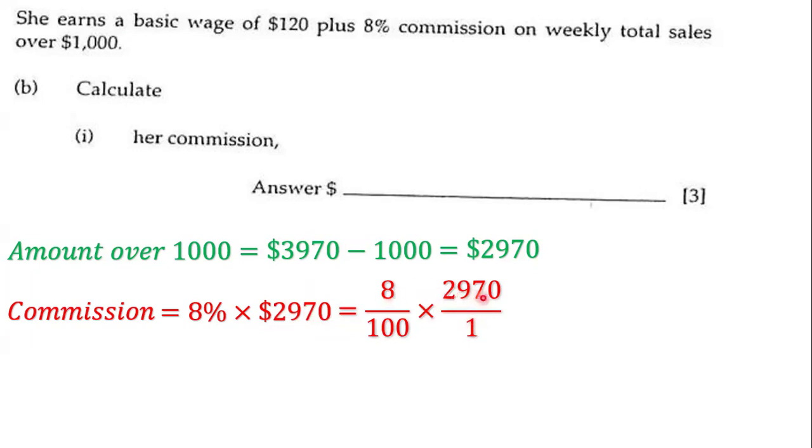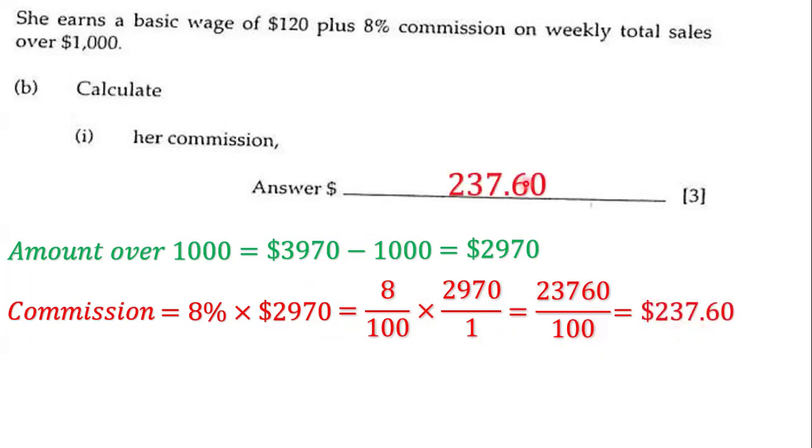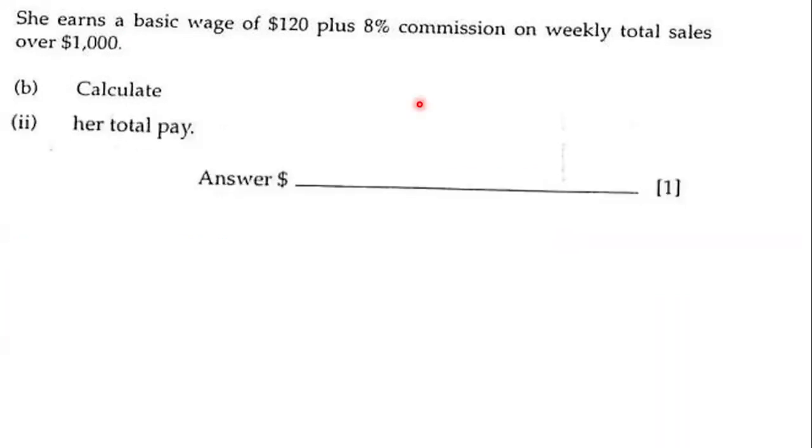Next, we multiply the numerators. So we say 8 times 2,970 and we get 23,760. And then we say 100 times 1, which is 100. Next, we divide these two. And when we divide these two, we get $237.60. And so our answer here is $237.60. That's her commission.